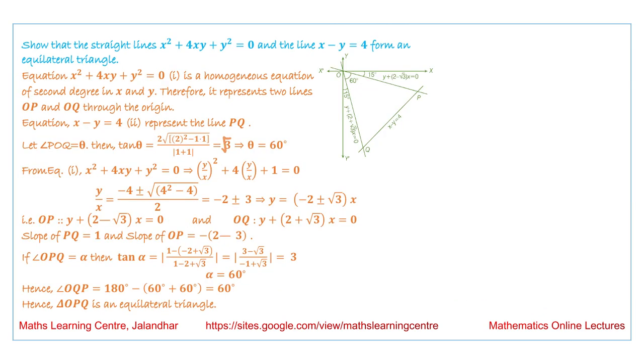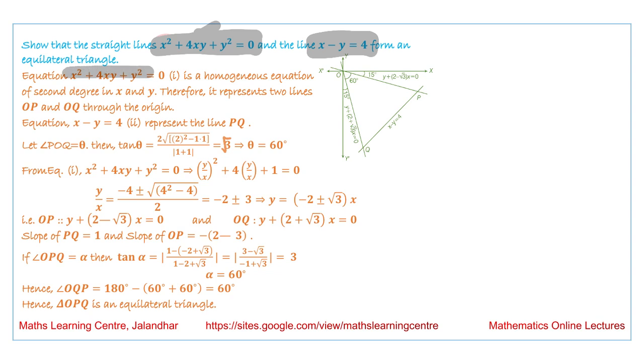Next is show that the straight lines x square plus 4xy plus y square is equal to 0 and x minus y is equal to 4 form an equilateral triangle. So we calculate the two equations of the lines corresponding to this equation, the slopes of these two lines. We also have the slope of the third line. From these three slopes we will prove that the angle between all these three lines is 60 degrees, and we will be able to show that it is an equilateral triangle.